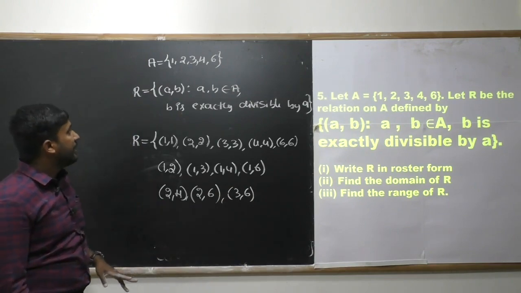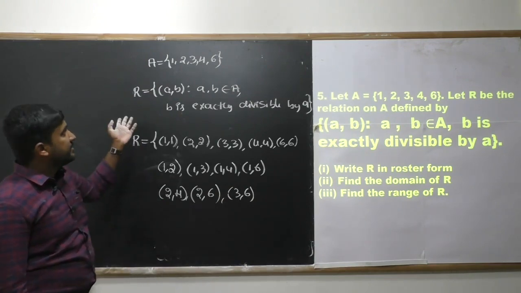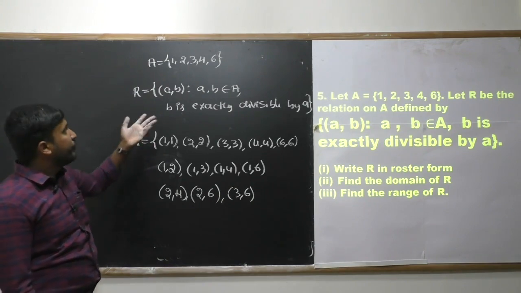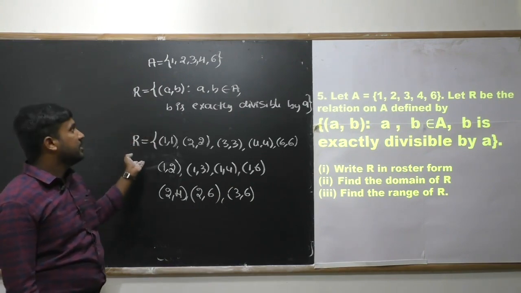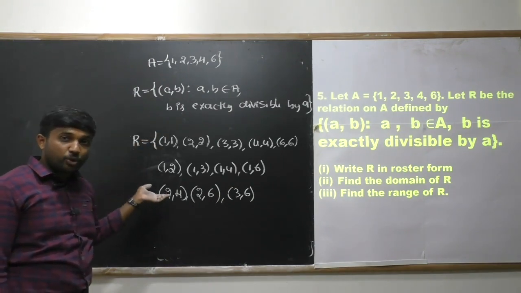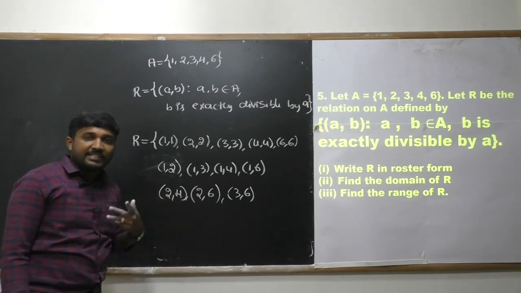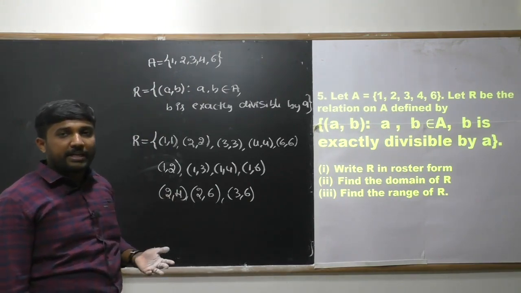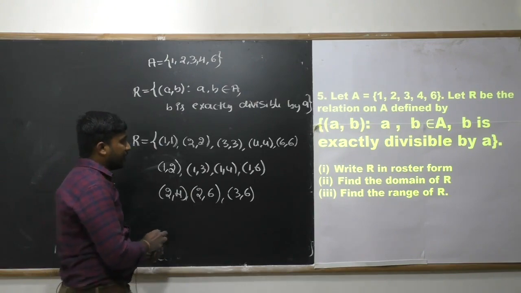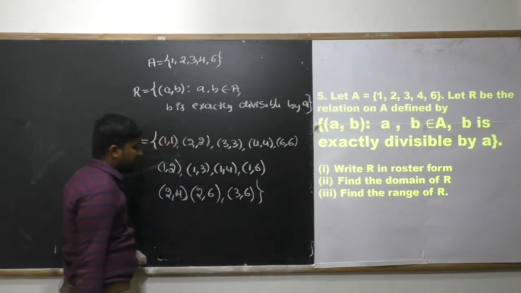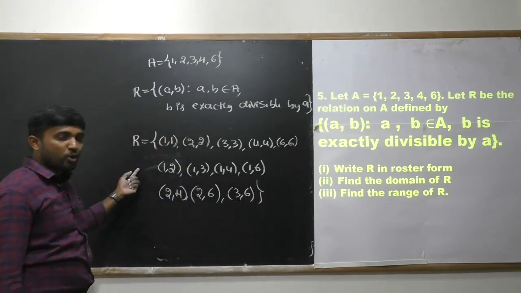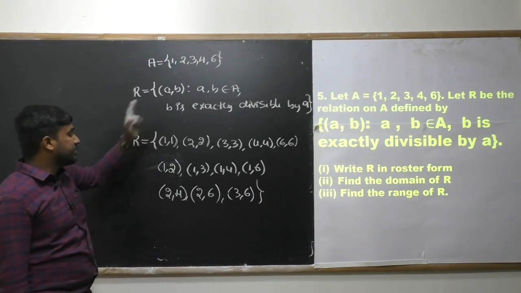We have written all the cases, right? Yes. 3 is not divisible by 2. 4 is not divisible by 3. 6 is not divisible by 4. You can't write 4 comma 6 because 6 is not exactly divisible by 4. So only this much of ordered pair you get. Okay. Now these are the elements in roster form. It is the roster form of the given relation R.